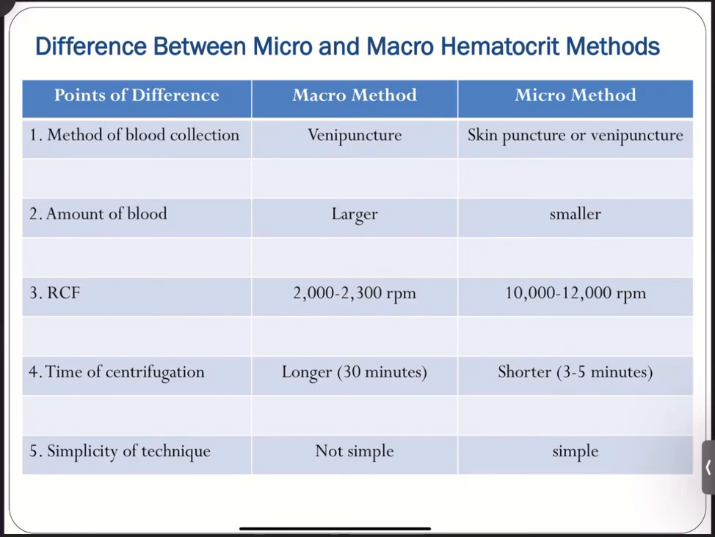Then, the rotation of your centrifuge is slower in your macro method, thus the time of centrifugation is longer. While your micro method utilizes 10,000 to 12,000 RPM. That is why the time for reading the micro method is faster. Then simplicity of the technique. Of course, the macro method is technical, more difficult than the micro method.